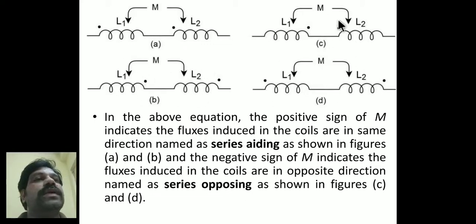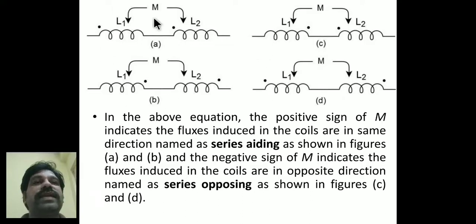Similarly, in figure C, for coil 1, the dot is placed at the current leaving side, and for coil 2, the dot is placed at the current entering side. So this is called series opposing. In case D also, for coil 1, the dot is placed at the current entering side, and for coil 2, the dot is placed at the current leaving side. So this case is also called series opposing.